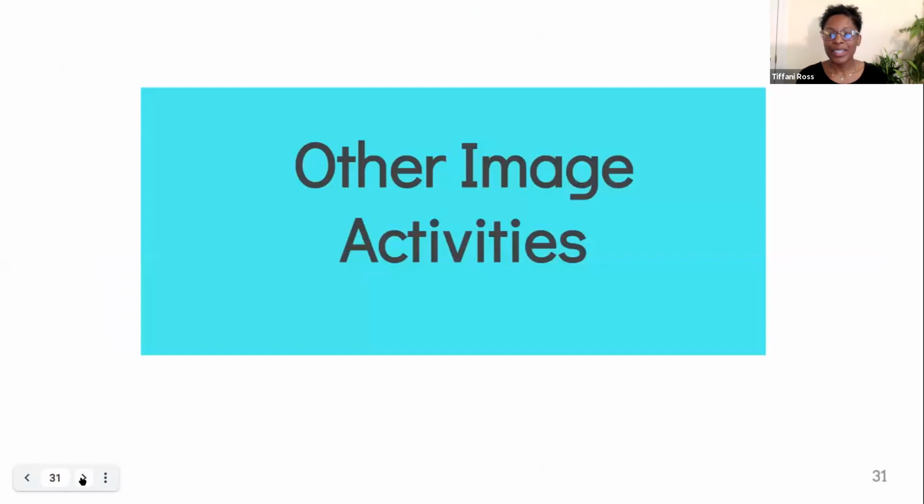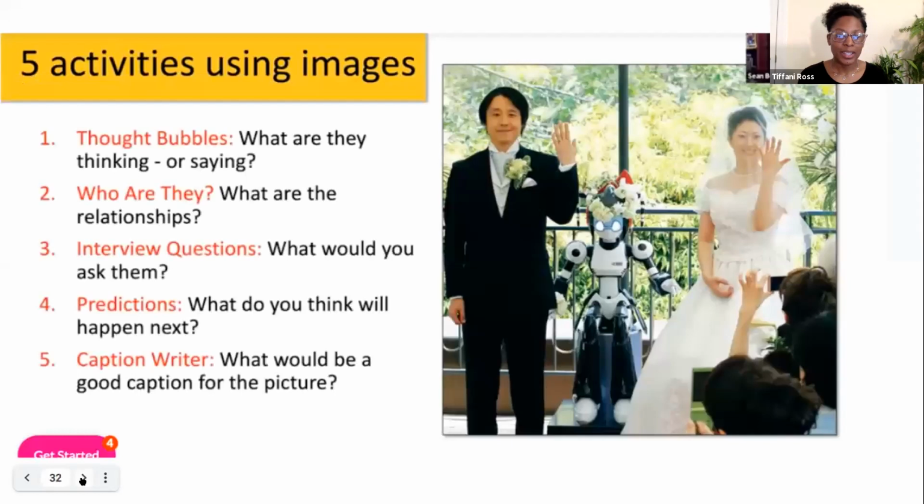They really encourage in this workshop the use of images and real life images as a tool for engagement for students. So with one picture, there are many different activities you can do, including the See, Think, Wonder activity. You could do thought bubbles where students come up with the comments that the people in the picture might be saying. You could ask them to reflect on questions around the relationship of the people in the picture. What's the relationship between this man and woman? What's the relationship between the robot and the woman? Right, some questions for them to reflect on.